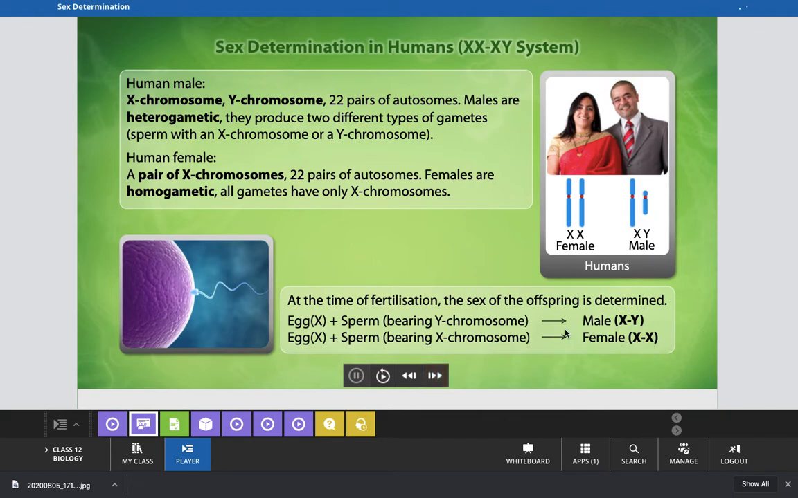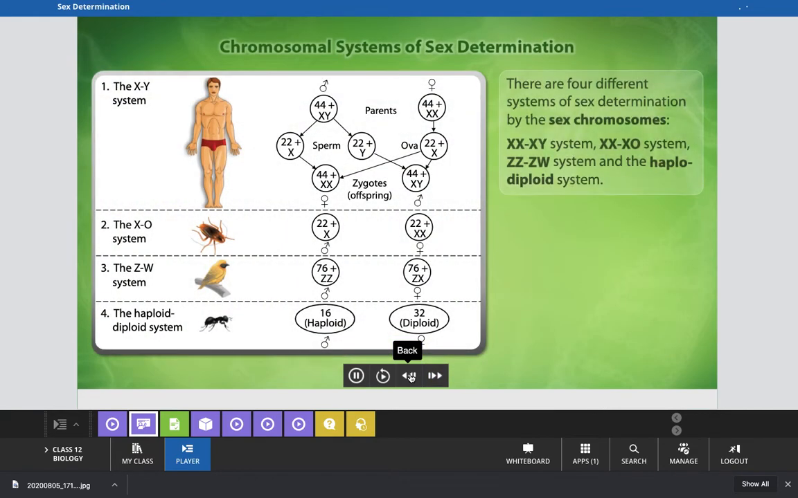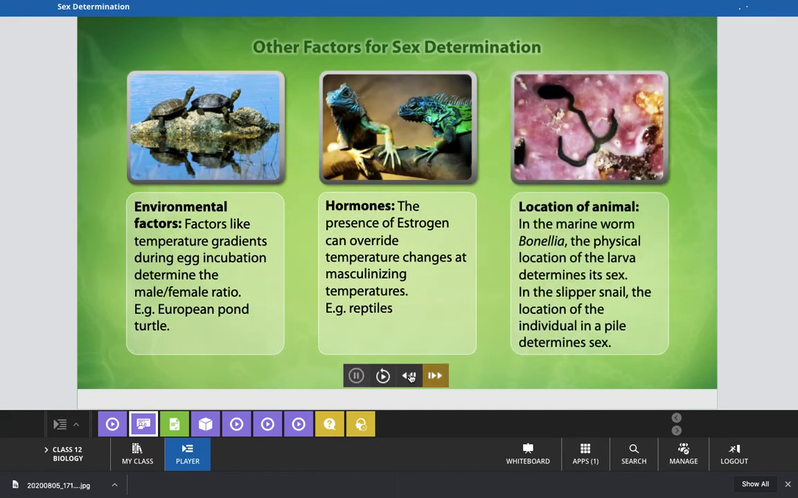This is the concept of sex determination in humans, but sometimes in other organisms we can see that there are various other factors which also determine the sex. For example, we can share three different types of factors here. Environmental factors in some organisms, like temperature gradients during egg incubation, determine the male or female ratio, like in the case of the European pond turtle.